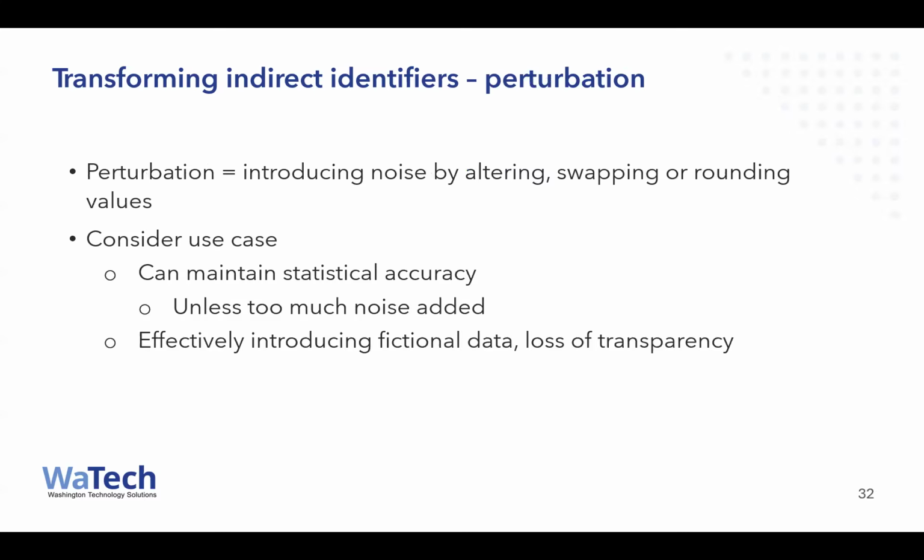And then we get to perturbation, which I haven't quite worked out how to say without sounding silly yet. But this is the idea of introducing noise into data. So this is where you're somehow altering or swapping or rounding the values. And what I mean by swapping there is where you're taking real values from different records in a data set and swapping particular cells in between the records.